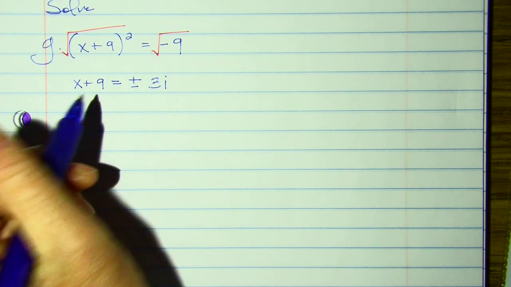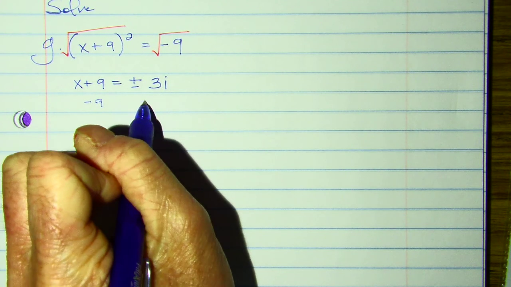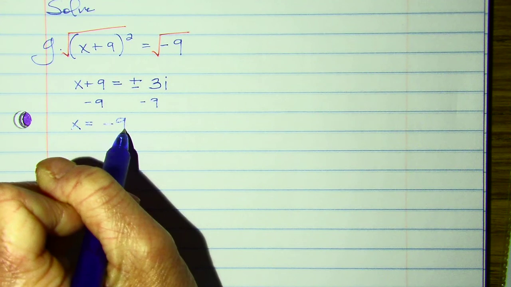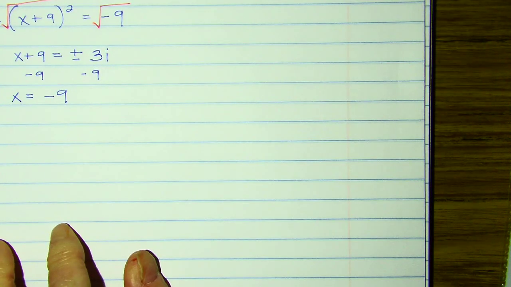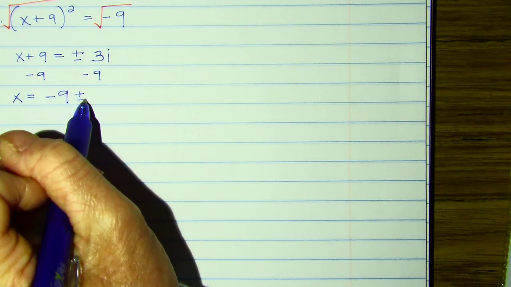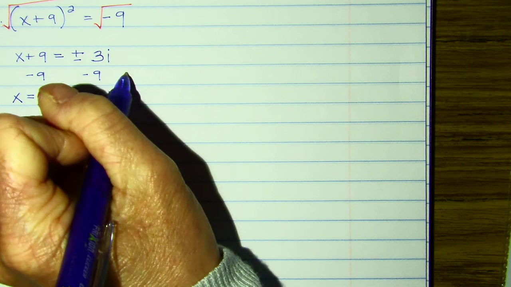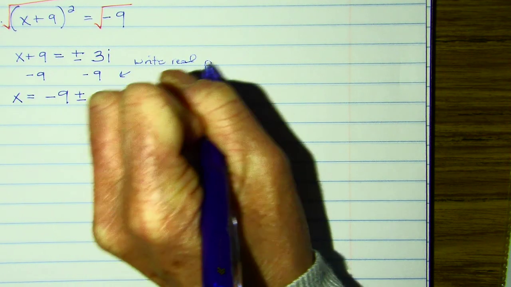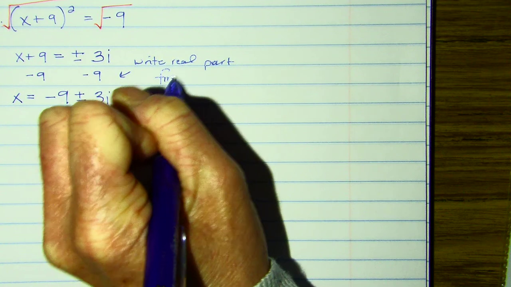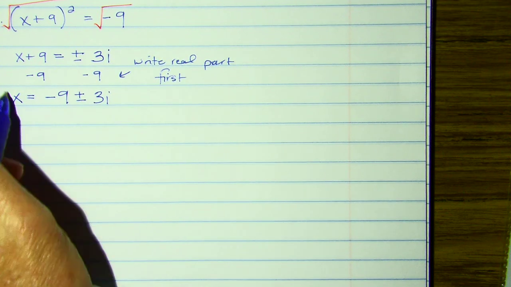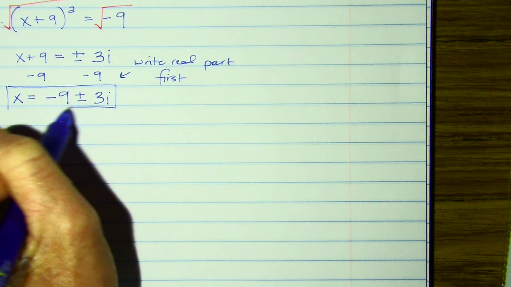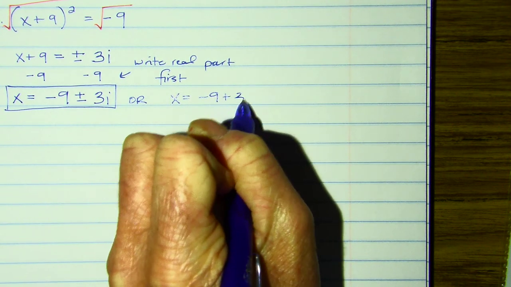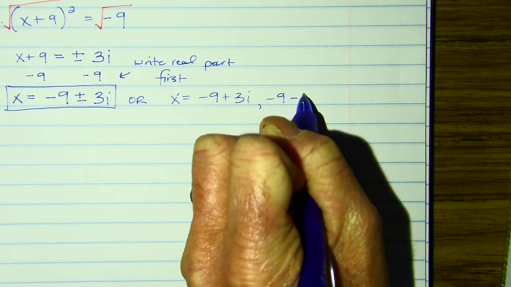And then from here, to get x by itself, I would subtract 9. So x equals, write the real part first. So -9, sorry, there's a glare. Then the imaginary, plus or minus 3i. So you write real part first. Okay, and that is my answer. Or you could write it separately, x equals -9 plus 3i, or -9 minus 3i.